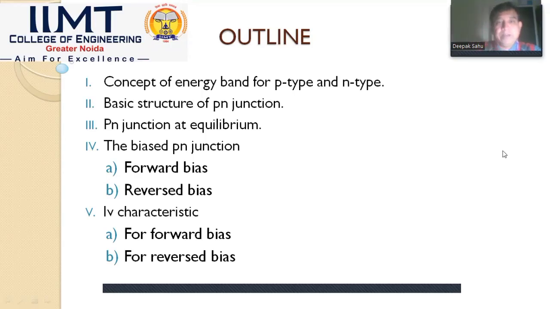Now here, we can see that the first point is the concept of energy bands for basic P and N types, then the basic structure of a PN junction. Moving on, some advanced topics related to the energy bands, and finally the current voltage characteristics, which are of practical relevance to run an electronic system.